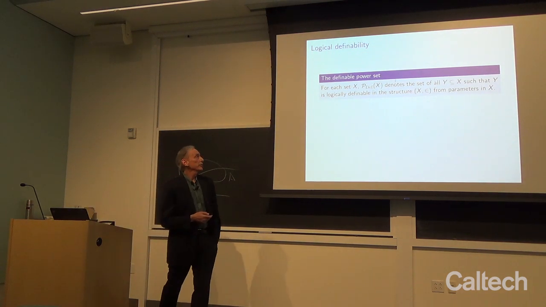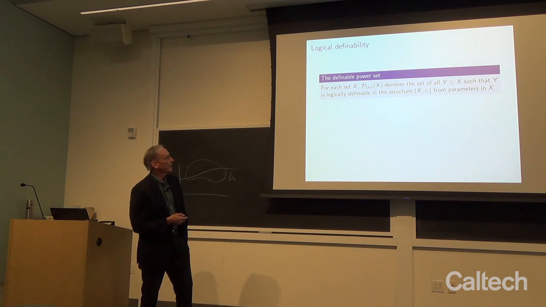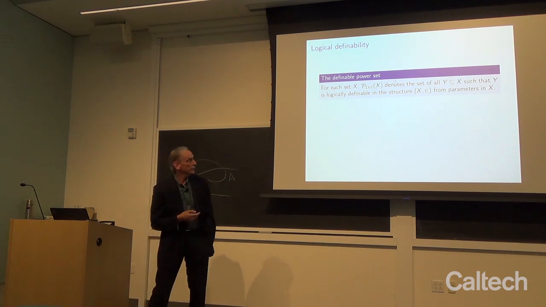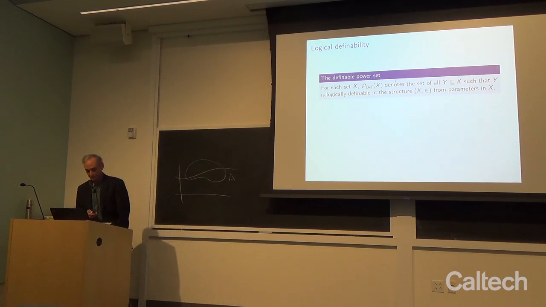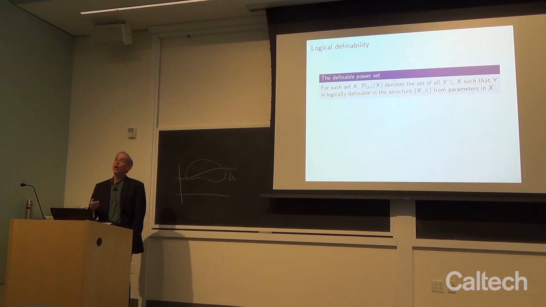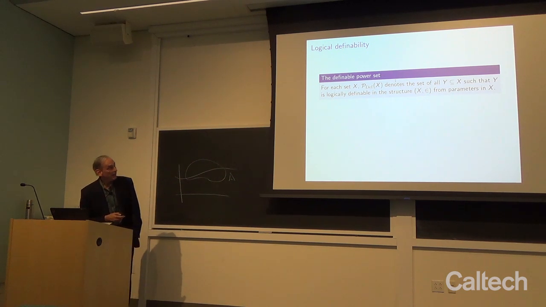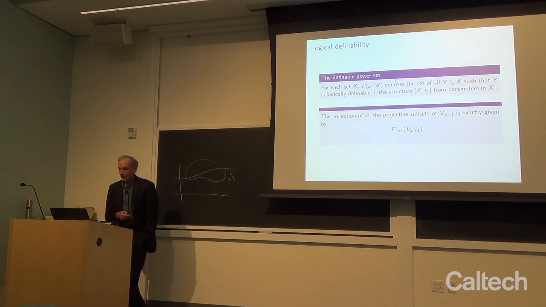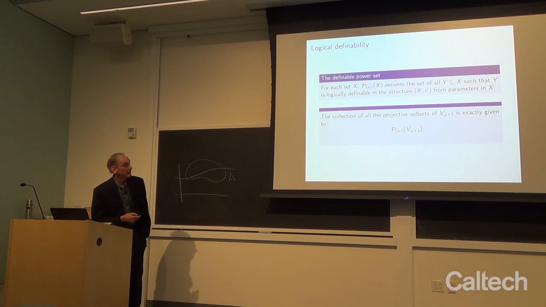So I have to introduce you to the definable power set. If X is a set, P def of X denotes the set of all subsets Y of X such that the set Y could be logically defined in the structure (X, ∈) from parameters. So we don't necessarily take all the sets, we take those which are somehow intrinsic to the set X itself. The collection of the projective subsets of V omega plus 1 is exactly the definable power set.